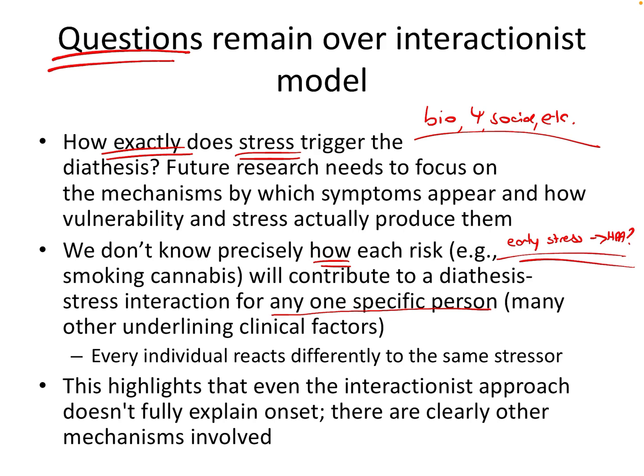Every individual reacts differently to the same stresses, and different amounts of vulnerability are going to increase or decrease somebody's risk for schizophrenia. So even the interactionist approach, which is a holistic approach, cannot fully explain the onset. There are mechanisms involved that we don't fully understand yet. And so it's still a really limited model, even though it's better than perhaps the more reductionist models of just using a biological or just using a psychological explanation. It's still so complex.